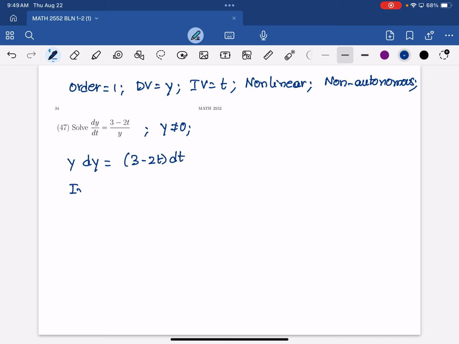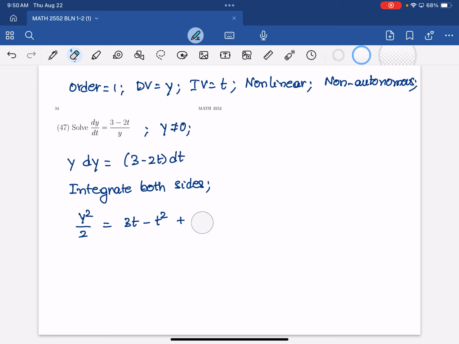So you integrate both sides. When you integrate both sides, what do you get? You get y squared over 2 equals 3t minus t squared plus a constant c. Do you agree with me on that? Is someone going to ask me, don't you get a constant on the left side? Are we all good? Okay, so that's all we get. You integrate the left side using the power rule and get y squared over 2. When you integrate the right side, the integral of 3 is 3t, and the integral of 2t is t squared, and you get one arbitrary constant, plus c.